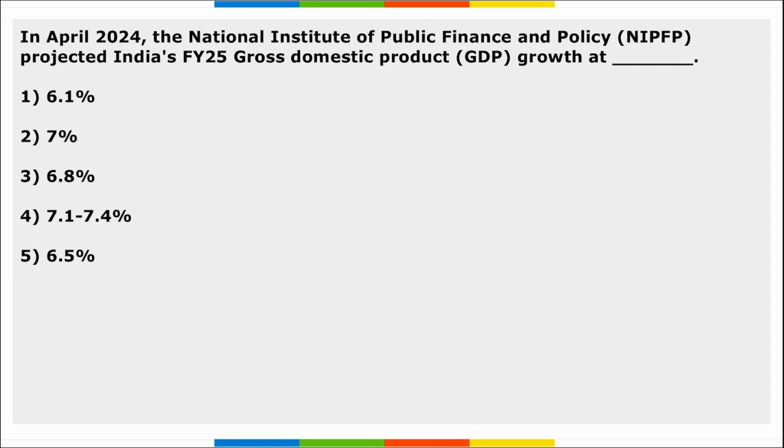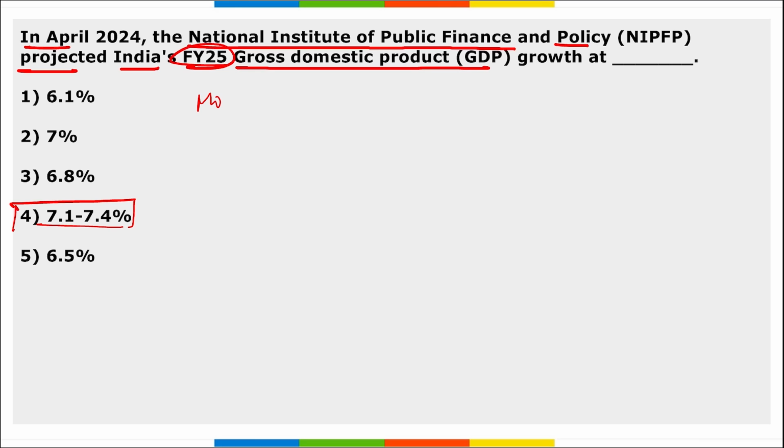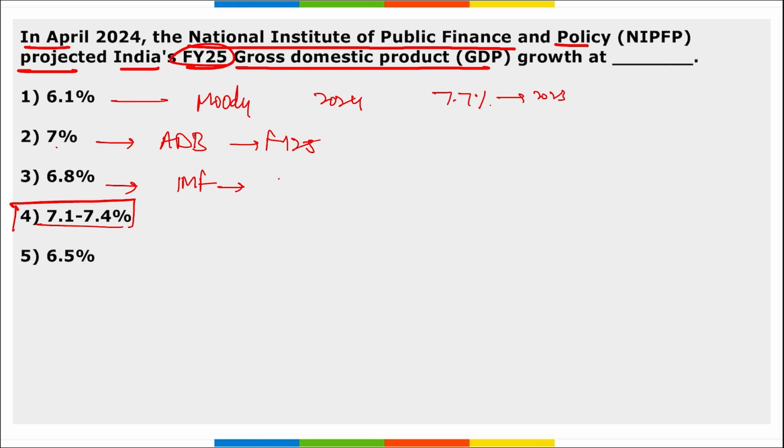Next, in April, the National Institute of Public Finance and Policy projected India's FY25 gross domestic product growth at between 7.1 and 7.4%. If we talk about Moody's, they projected that India will grow by 6.1% in 2024 and 7.7% in 2023. Then Asian Development Bank projected India will grow by 7% in FY25. The IMF, International Monetary Fund, projected India will grow by 6.8% in FY25. Take a note of this.